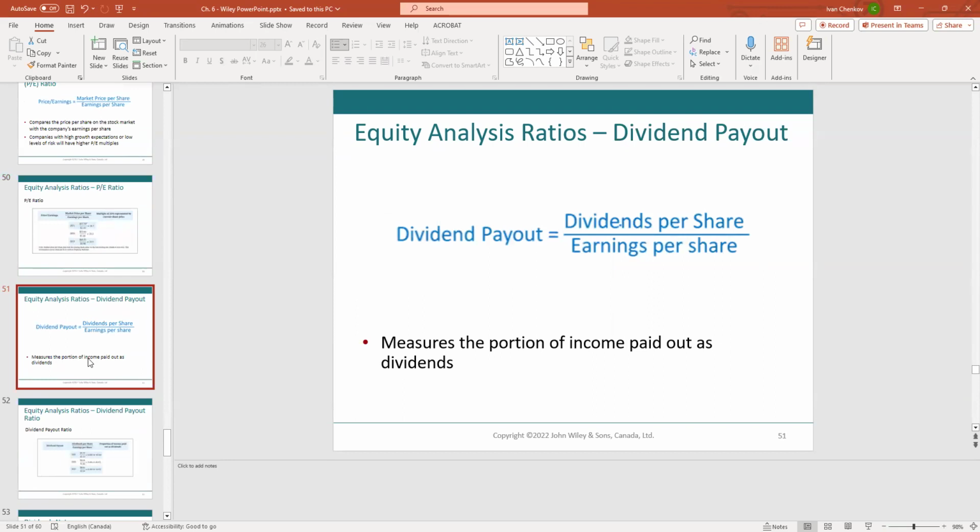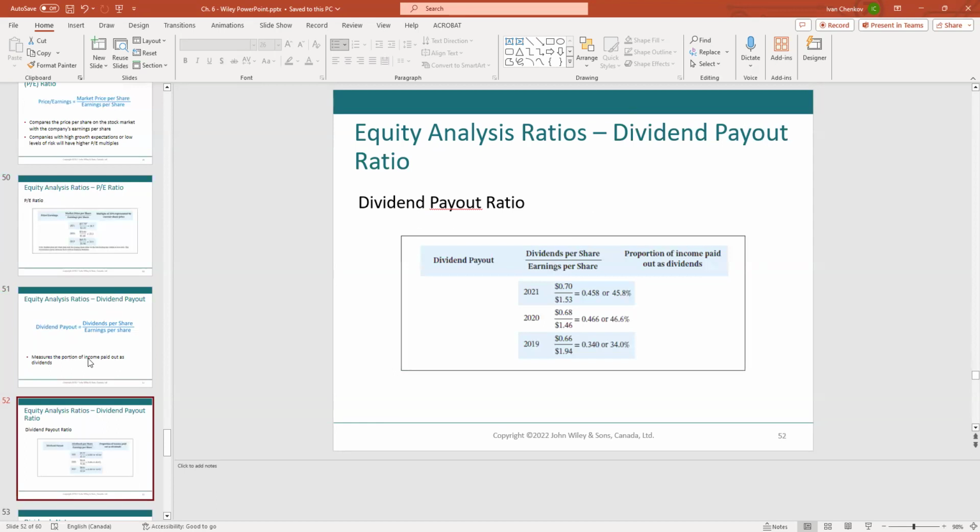The next ratio is dividend payout. It means how much dividend every single share is going to get. So that's how we're going to get it: dividend per share divided by earnings per share. So in this case, the company went from 34% to 45.8%. Now, in this case, the dividend payout is actually improving.